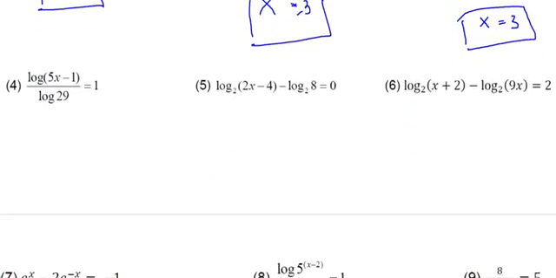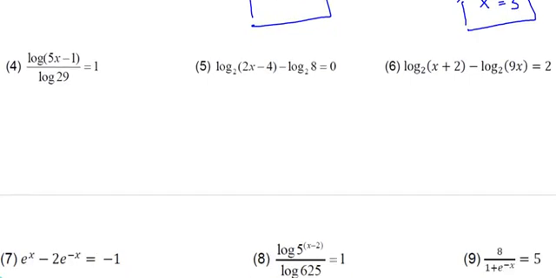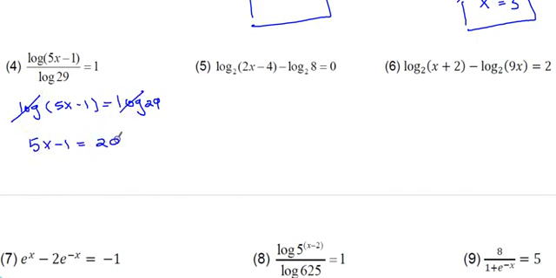So now let's take a look at the log equations. Log of 5x minus 1 over log 29 is equal to 1. So we can do the cross multiplication here. Log of 5x minus 1 is equal to log 29. They both have the same base, so I can drop the logs and I can say 5x is equal to 30, x is equal to 6.